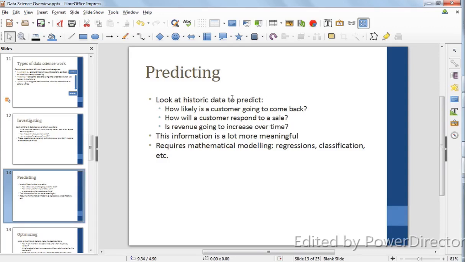So this is kind of classification. How likely is the customer going to come back, whether he will come back or not. This is also again a yes or no type of question, which is classification.